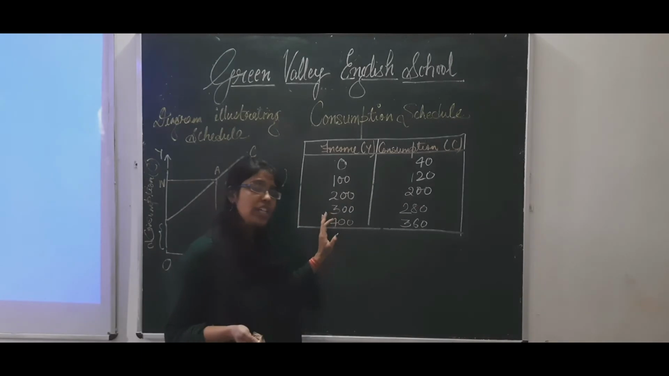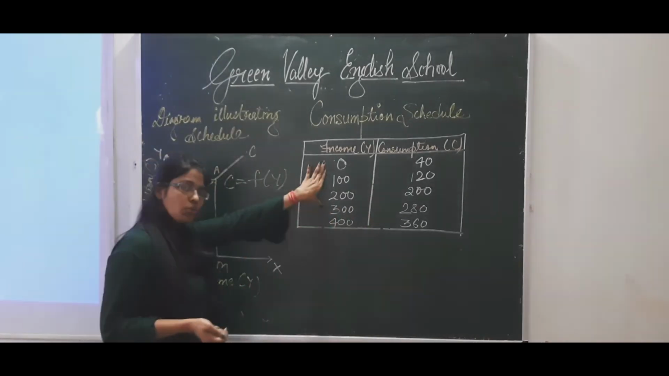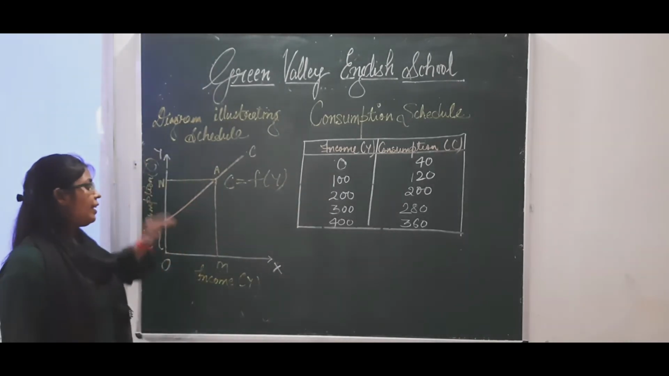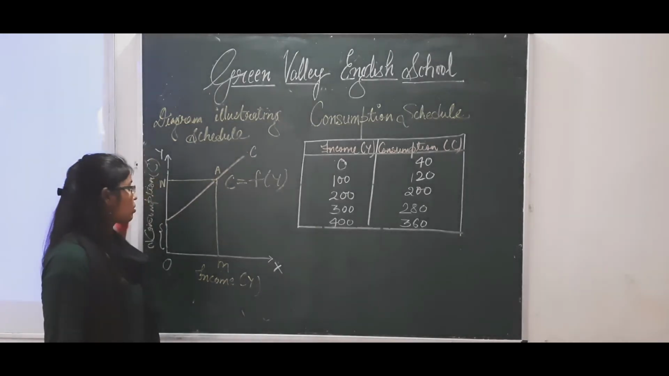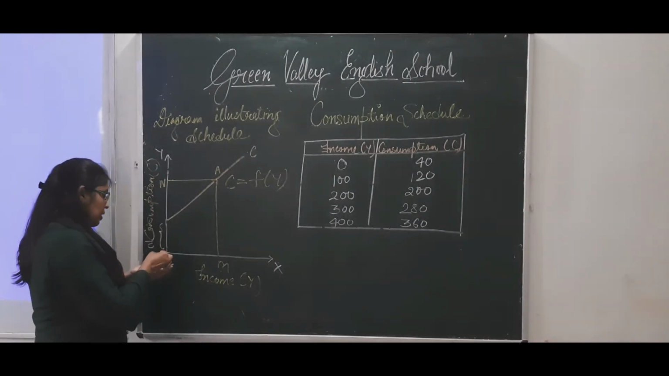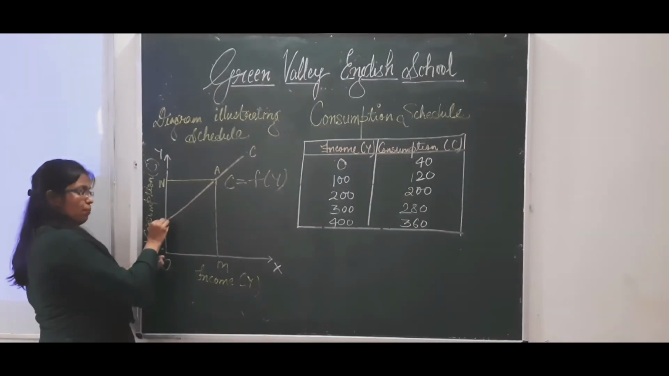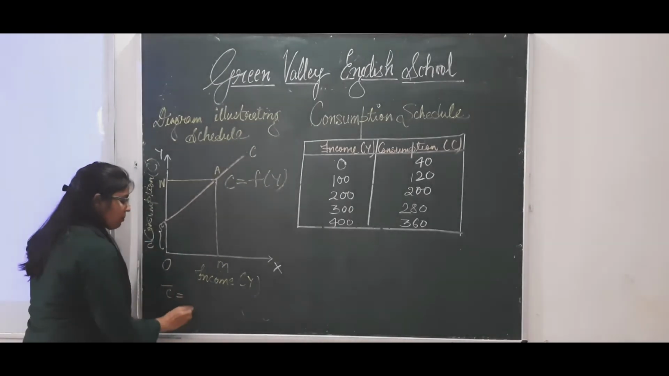So you will take income on one side and consumption on the other, and when you draw the diagram, you will represent the schedule in the form of a diagram. Don't forget that income will be on the x axis and consumption will be on the y axis, students. Take this CC as the consumption curve, and from this point to this point, this shows bar C. Bar C is autonomous consumption.